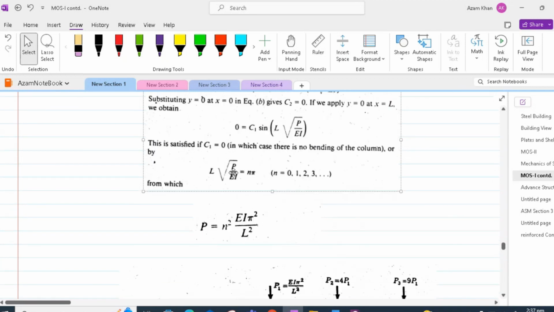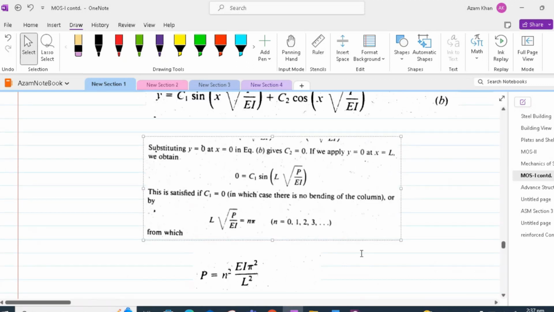From this, we can square both sides and bring the terms to the right hand side and get our P critical equal to n square EI pi square by L square. Please note that the value of n equal to 0 is of no concern to us. It will give us a trivial solution, meaning that the load is equal to 0.